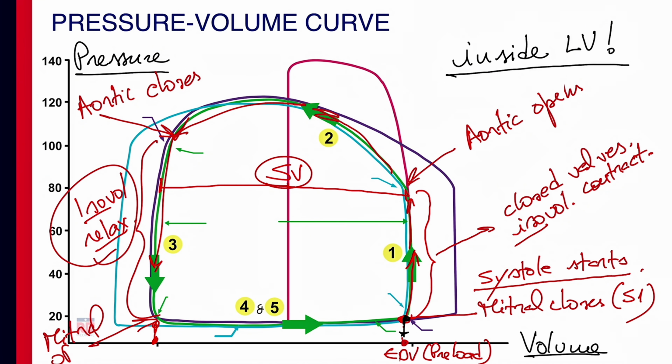Right before the mitral valve opens, we have the end systolic volume, the amount of blood left in the left ventricle after contraction. The difference between end diastolic and end systolic volume is your stroke volume. Next, the mitral valve opens and blood flows into the ventricle and the cycle starts again.